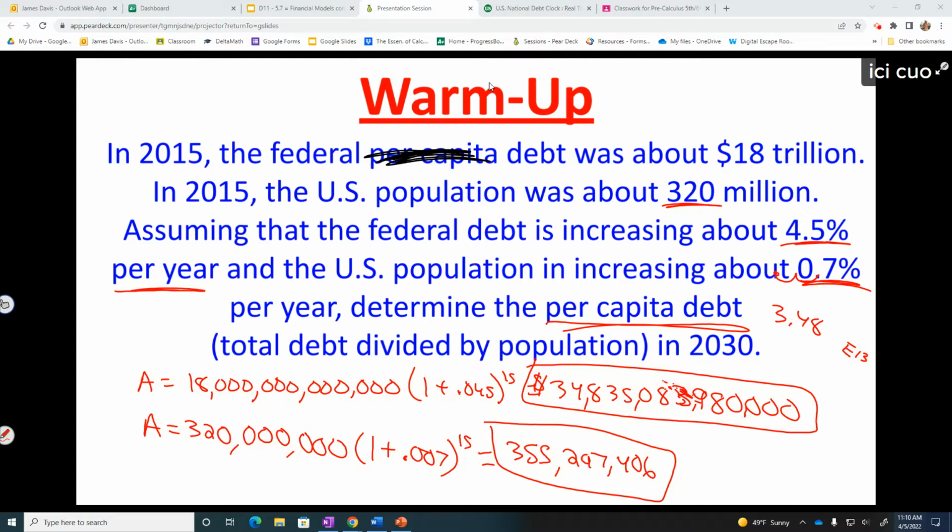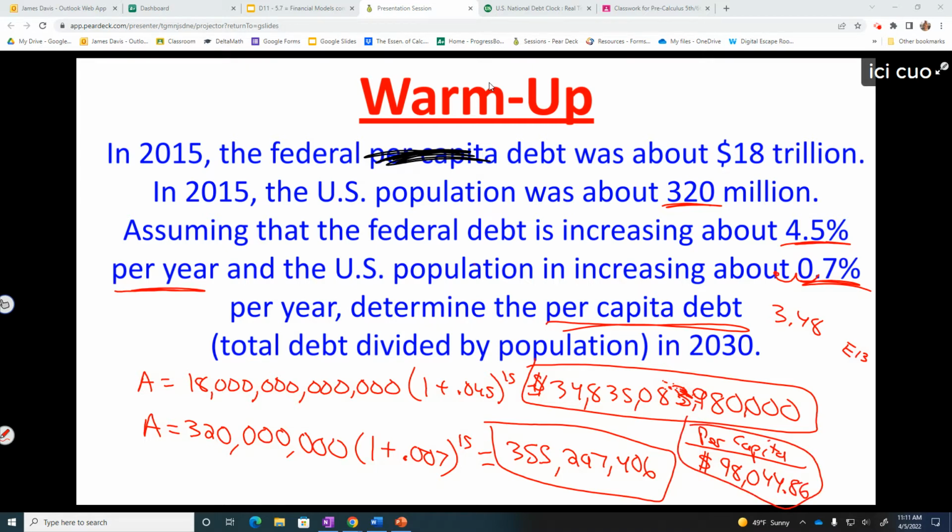We got about 98,000, so we're getting 98,000. So per capita, that means per person. Each person would have to pay $98,044.86 in order to pay off the debt.